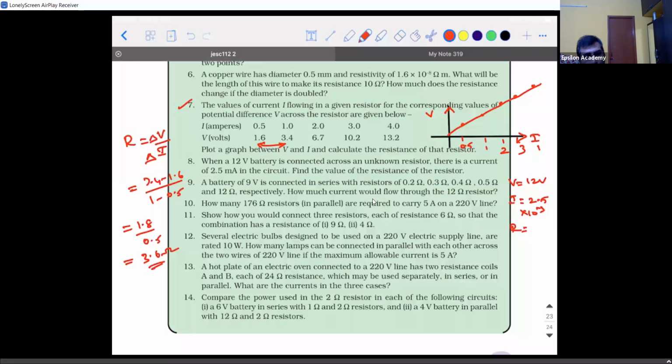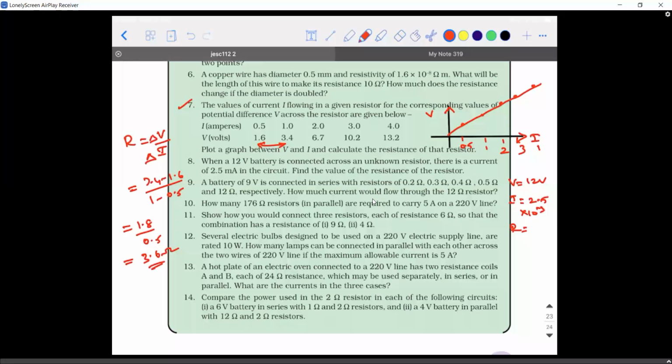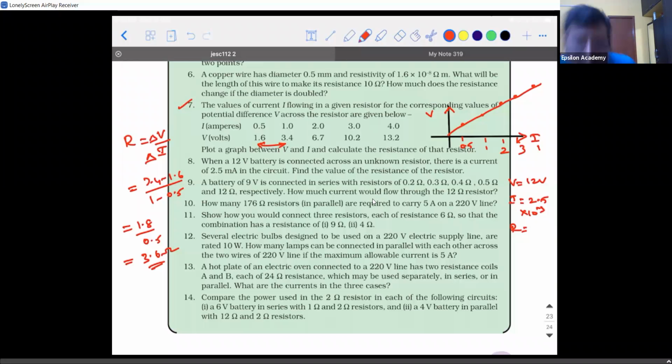Okay. What is the answer? Sir, 4.8 into 10 to the power 3 ohm. 4.8 into 10 power 3 or 4,800 ohm. Both are right. Okay, that's right.